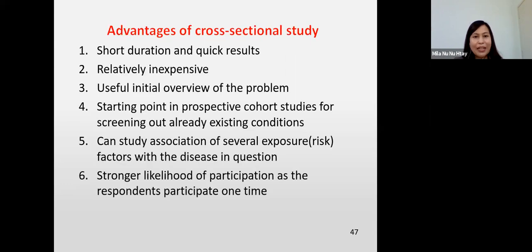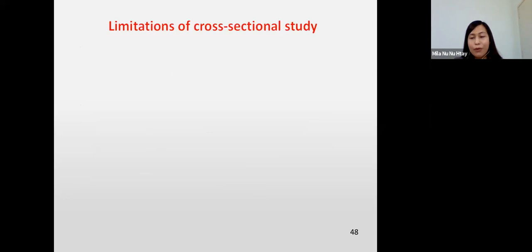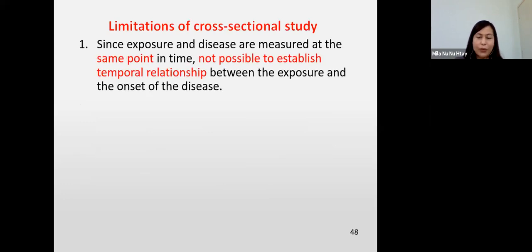So there are many advantages of conducting a cross-sectional study, but of course, every study design has limitations. The first one: we call it the exposure factor, we call it the outcome factor, but we cannot establish the temporal relationship. It means that ideally the exposure should come first before the disease. And then we cannot estimate how long it takes from the exposure to the outcome. All this information, we cannot get from a cross-sectional study.